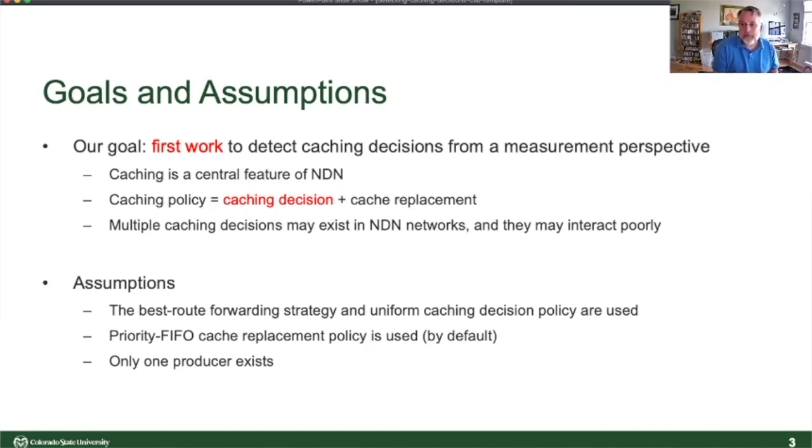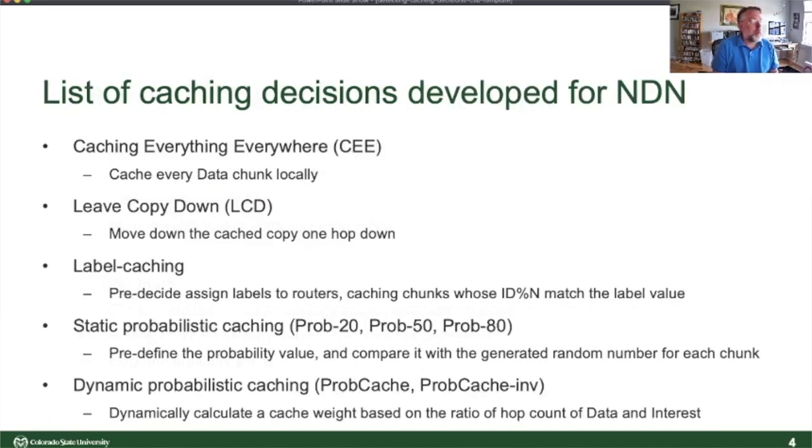Now, we did look at the different caching decision policies that have been developed for NDN. There are a lot of them, and I'm just going to run them down very briefly here. There's cache everything everywhere. This basically says, if you receive a piece of data, you do your best to cache it. Okay. There's leave copy down. Leave copy down seeks to arrange things so that you cache one hop away from where it was retrieved.